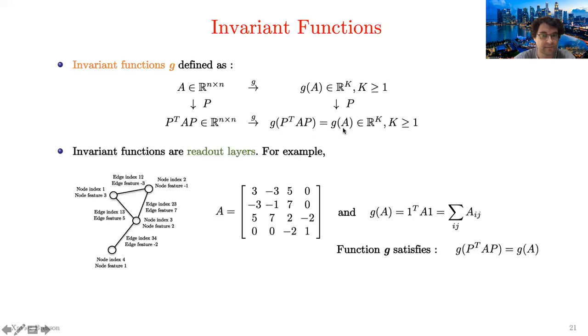So again, G of A, for example, is gonna be the vector one transpose multiplied by the matrix A and multiplied by the vector one. So you're just doing the sum over all elements of your matrix A, okay? So function G satisfies this invariant equation.